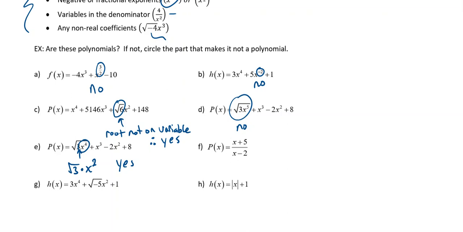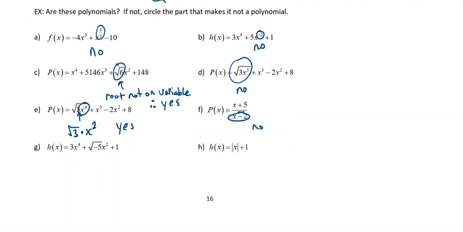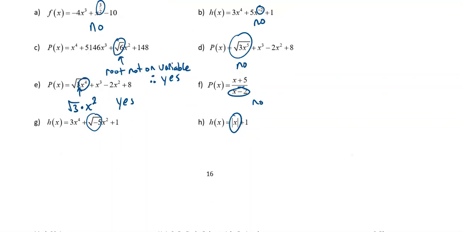Okay, so what about f? Yes or no for a polynomial? No, right? It's in the bottom, in the denominator, so no. Okay, what about this one for g? Yes. You can't do it because you can't take the square root of a negative number. It would be fine for the coefficient, but we can't have that square root. And then no because of the absolute value on that one.